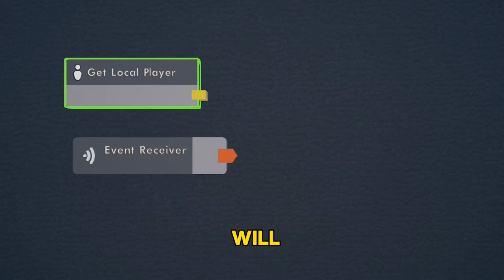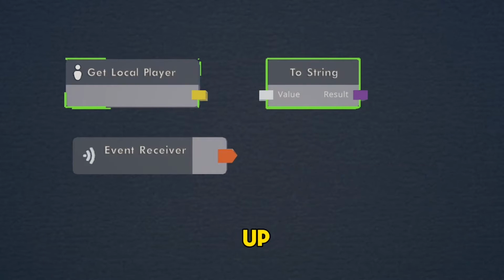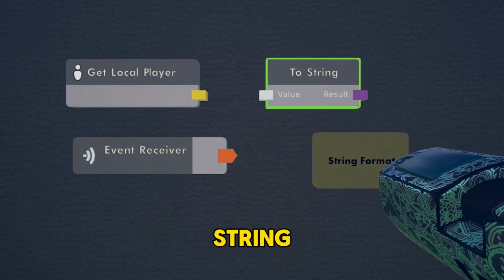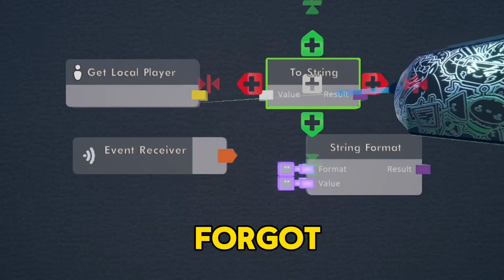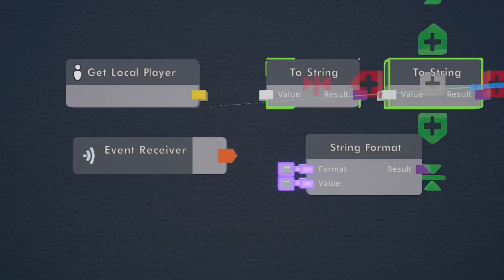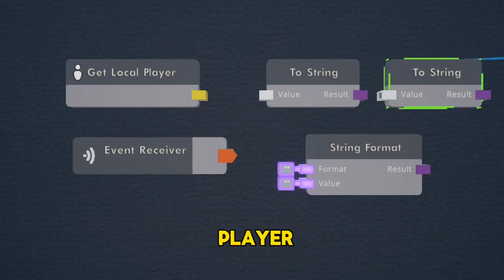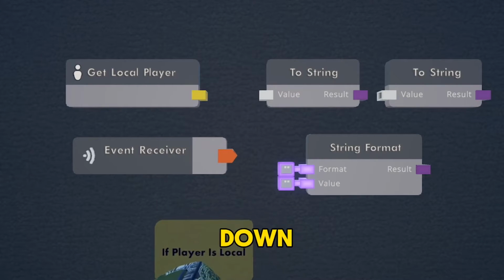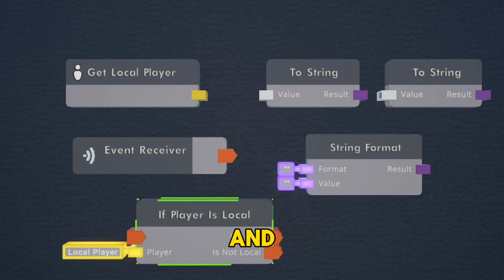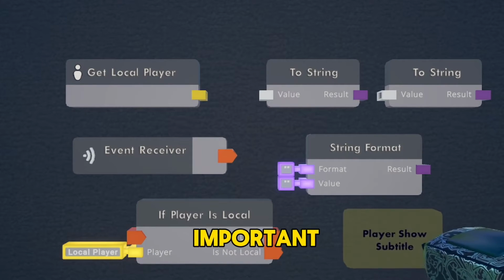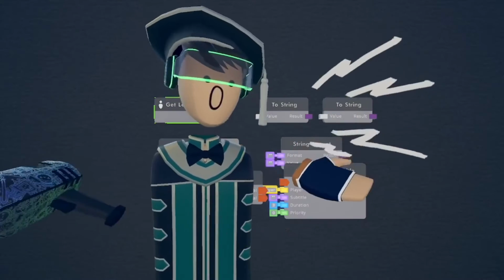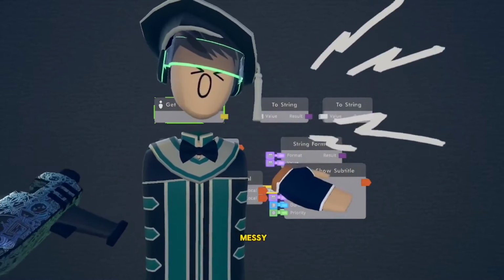This next chip will require 2 of them. That is a 2 string. Following up with that, we will need a string format. I forgot to get 2 of these, so I'm just going to clone it. Next chip we will need is an if player is local. Moving it down here, it's going off frame. And last but not least, we will need a player show subtitle. This is the most important chip. Also, I would recommend that you organize your chips because this can get messy.